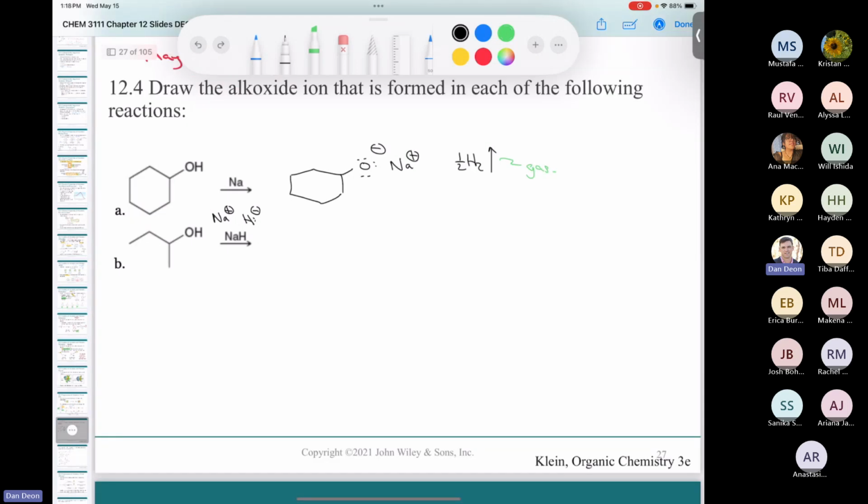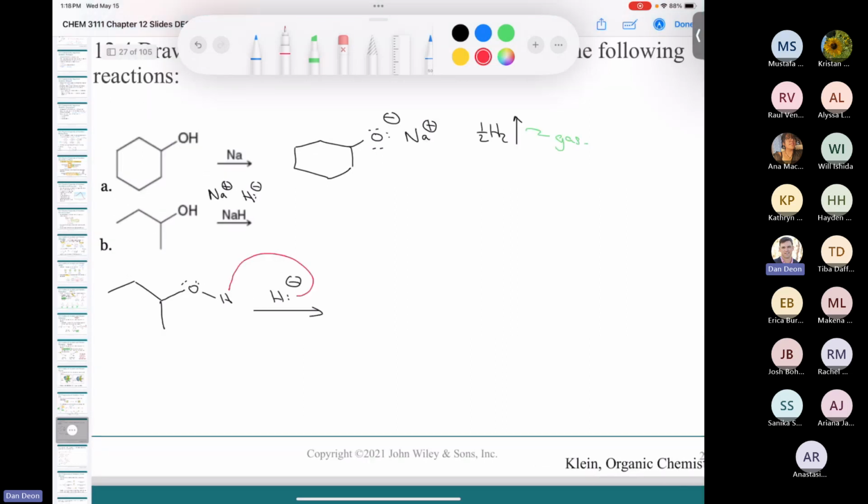So because of that, if I redraw my compound and show the oxygen-hydrogen bond explicitly, there we go. What's going to happen is that my hydride ion is going to abstract my proton. So I get a proton transfer like this, and I form the alkoxide. So I end up with something that looks like this. There you go. There's an alkoxide. Sodium will be my counterion.